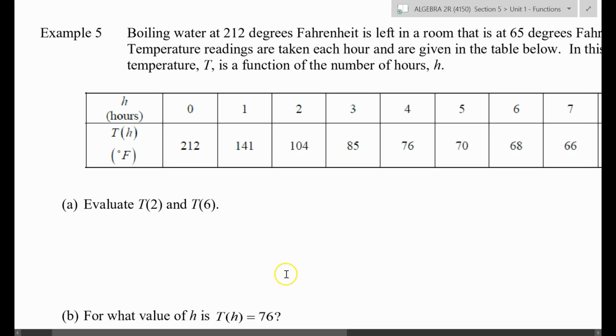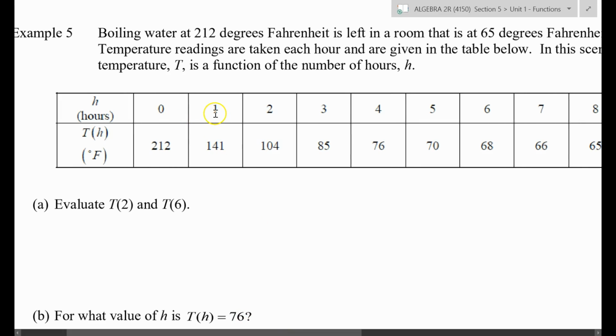So we take it out. And after 1 hour, the temperature of the water has cooled to what? 141. And after 2 hours, the temperature of the water is cooled to what? 104. We just answered one of our questions. After 2 hours, we've reached 104 degrees. How about 6 hours? 68 degrees.